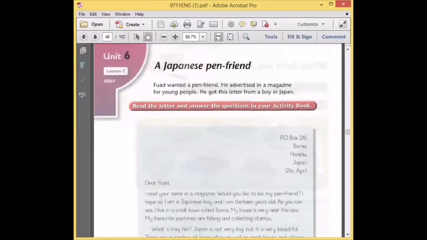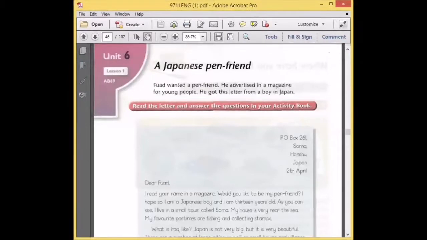The word Japanese is an adjective which refers to what? Refers to something or someone from Japan. Just like when you say Iraqi about someone or something that comes from Iraq, right? So Japanese means something from or someone from Japan, right? So what is meant by pen friend?